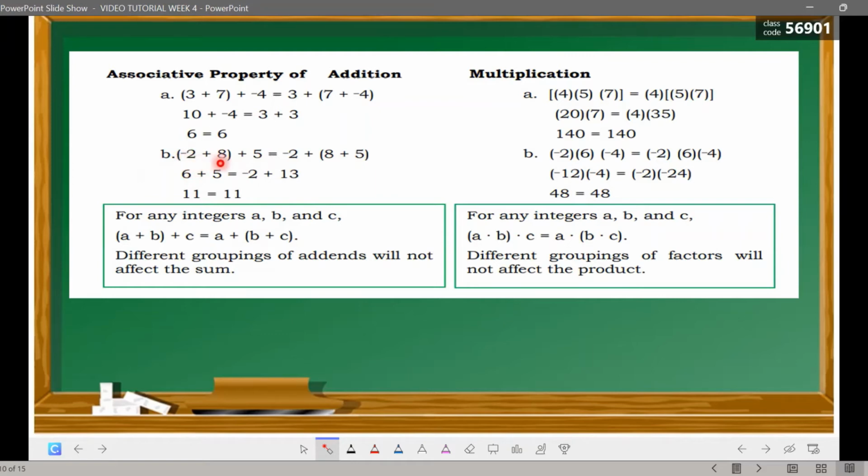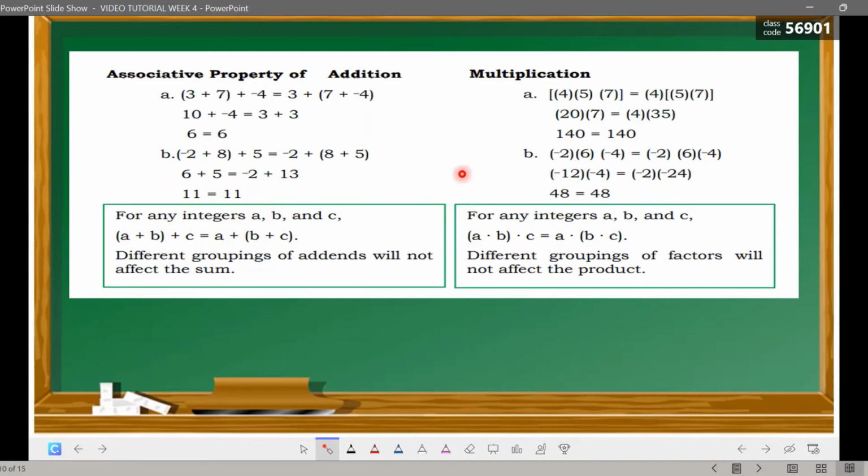Negative 2 plus 8, that is positive 6, plus 5, copy lang yon, is equal to negative 2, copy yan. Then solve 8 plus 5, that is 13. So 6 plus 5 is 11. And negative 2 plus 13 is also 11. Okay? So I hope you're following.